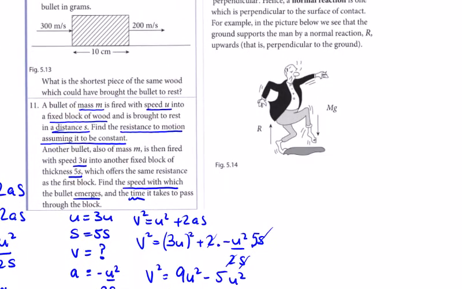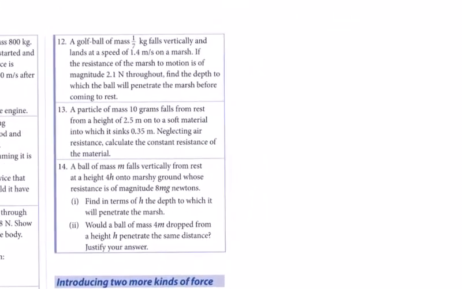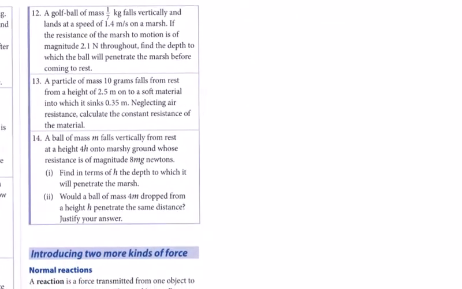We move to question 12. A golf ball of mass 1 over 7 kilos falls vertically and lands at a speed of 1.4 on a marsh. If resistance of the marsh to motion is of magnitude 2.1, find the depth to which the ball will penetrate the marsh before coming to rest.